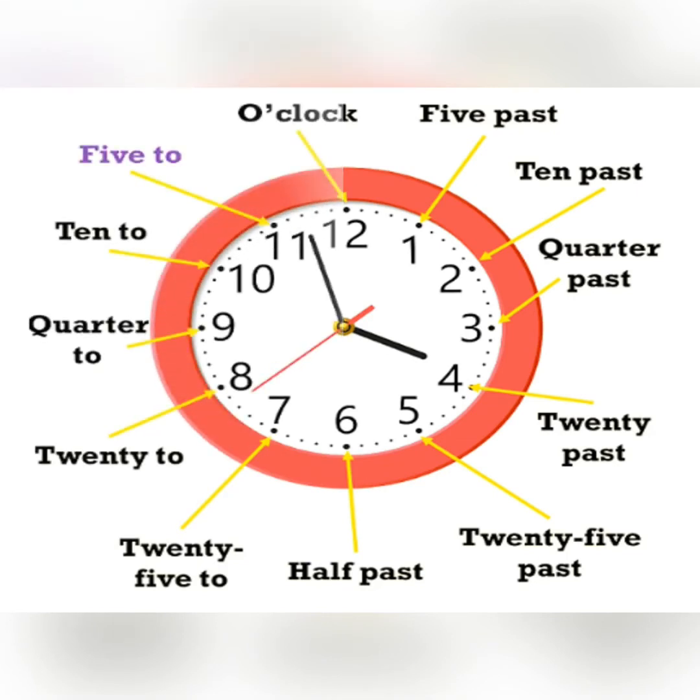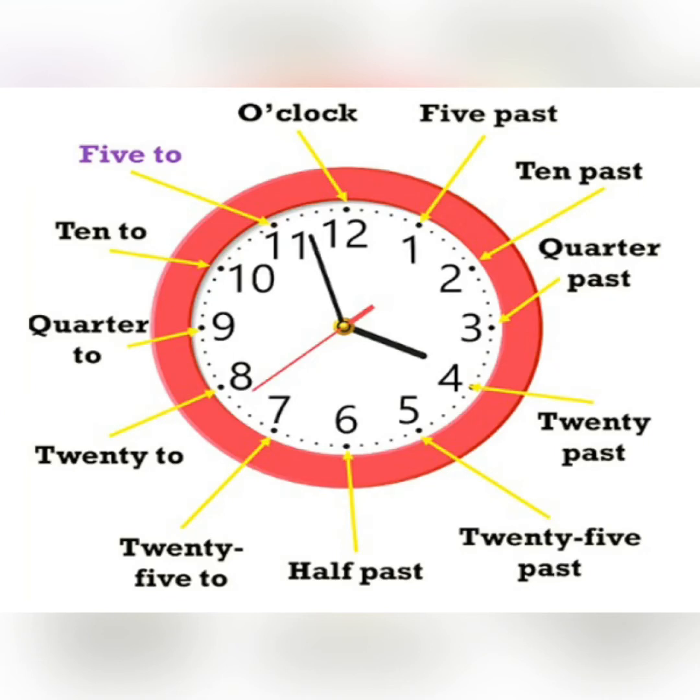So in the given clock, we can see 1 represents 5 past, 2 represents 10 past, 3 represents quarter past, 4 represents 20 past, 5 represents 25 past, 6 represents half past, 7 represents 25 to, 8 represents 20 to, quarter to is represented by 9, 10 represents 10 to, and 11 represents 5 to. And when the minute hand reaches 12, we say o'clock.